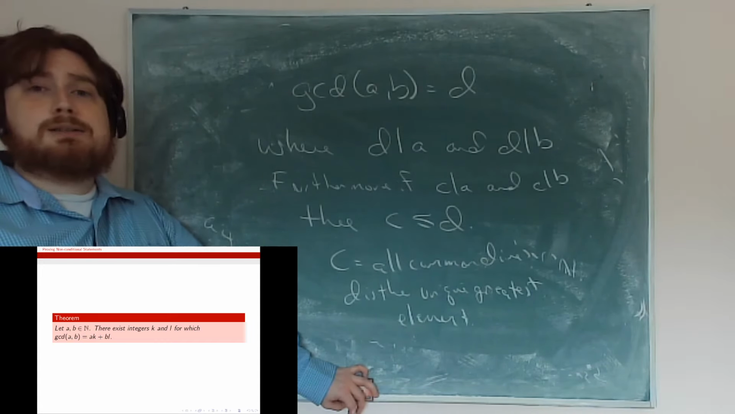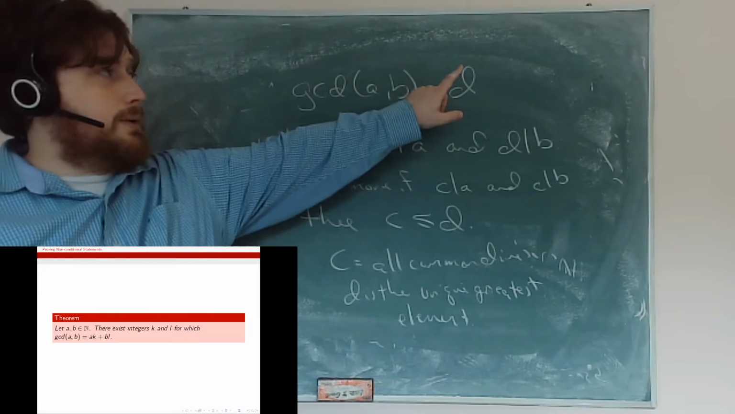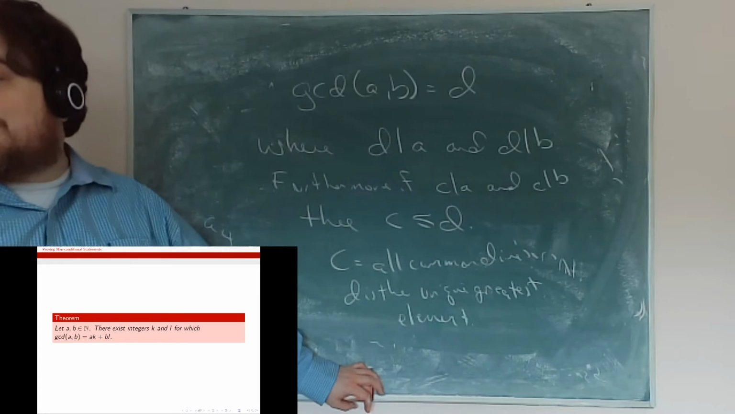So what does that mean? It means that to show that this definition is well defined, I have to show that there is a unique greatest element of the set of all common divisors of A and B.